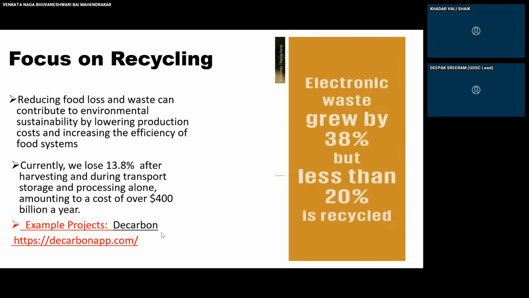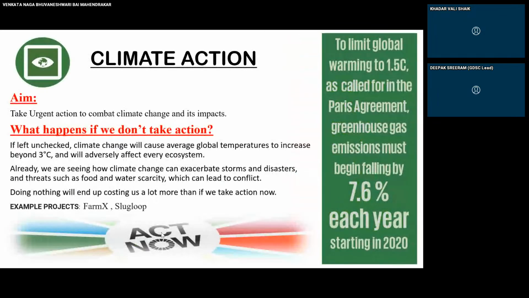We need to think about it, and we need to develop an application, or start making changes from ourselves. The example project mentioned here by the United Nations is the Carbon app, where we know how much carbon is in the air. This is also an app where we can forecast our climate or our crops. We can know about our crops and how much they are harvesting, tracking everything. This app helps do that. The next one is climate action.